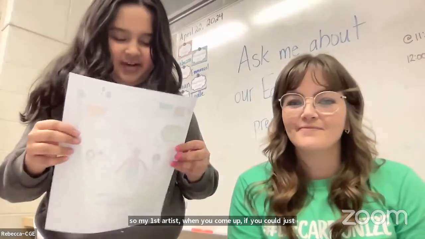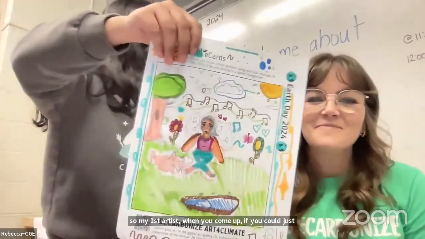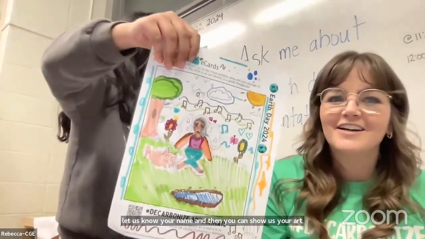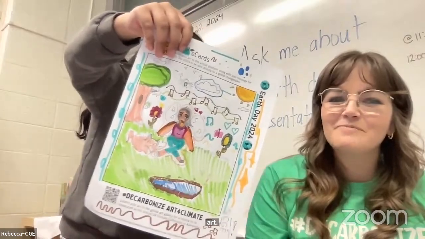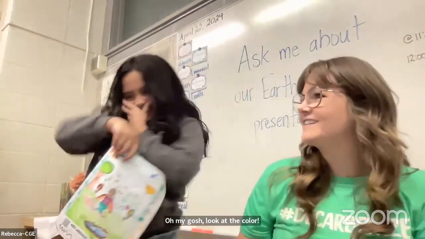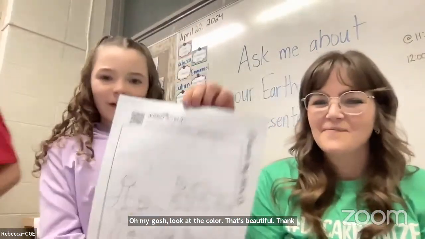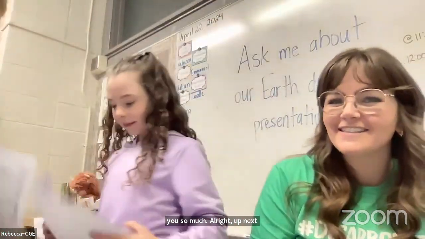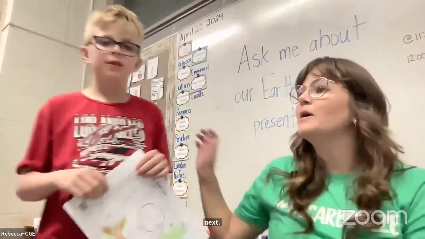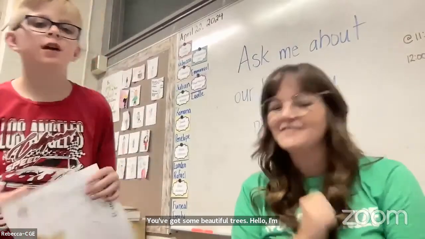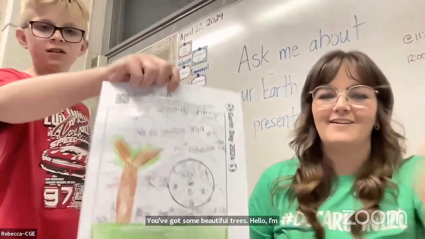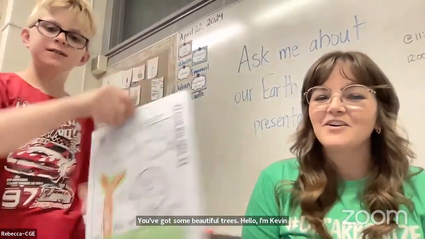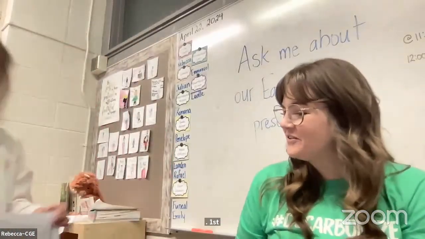My name's Kashfi and I'm 9 years old. Oh my gosh, look at the color. That's beautiful. Thank you so much. All right, up next. We've got some beautiful trees. Hello, I'm Cameron. Okay, say it again. Hello, I'm Cameron. I'm 9 years old. All right, oh, yeah. Look at these, Earth Day. These are so beautiful.